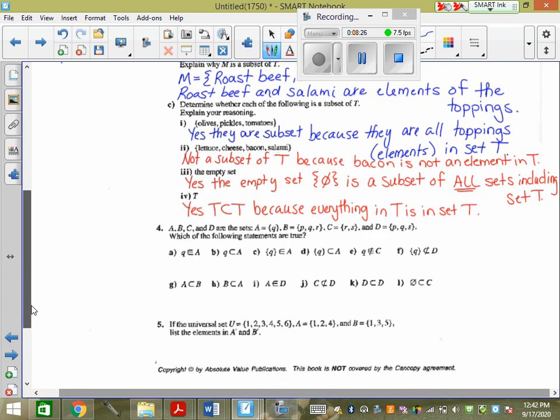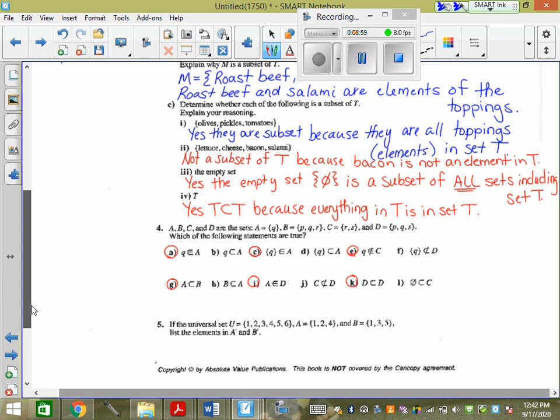For 4, I just wanted you to do these. So for 4, it says A, B, C, and D are sets. A equals the set Q. What's in the set A is the element Q. What's in the set B are the elements P, Q, and R. What's in the set C are the elements R, S. What's in the set D are the elements P, Q, S. Which of the following statements are true?